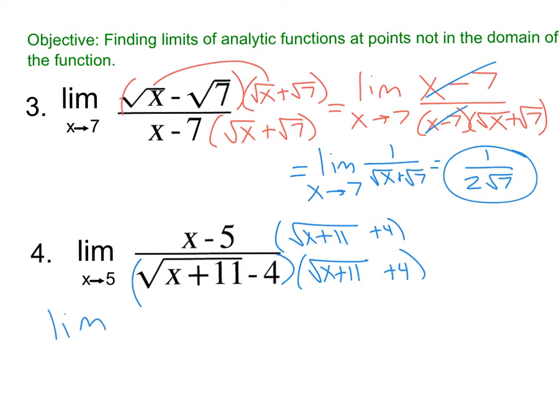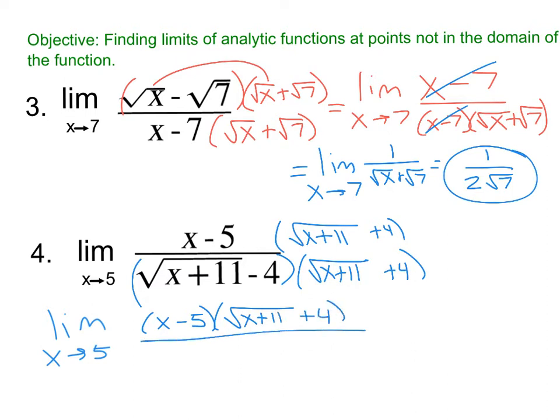So we get the limit as x approaches 5. Leave the numerator as is. That's way too complicated to try to multiply out. Now let's see what we get on the bottom. Root x plus 11 times root x plus 11 is x plus 11, minus 4 times 4 is 16. That becomes our x minus 5.